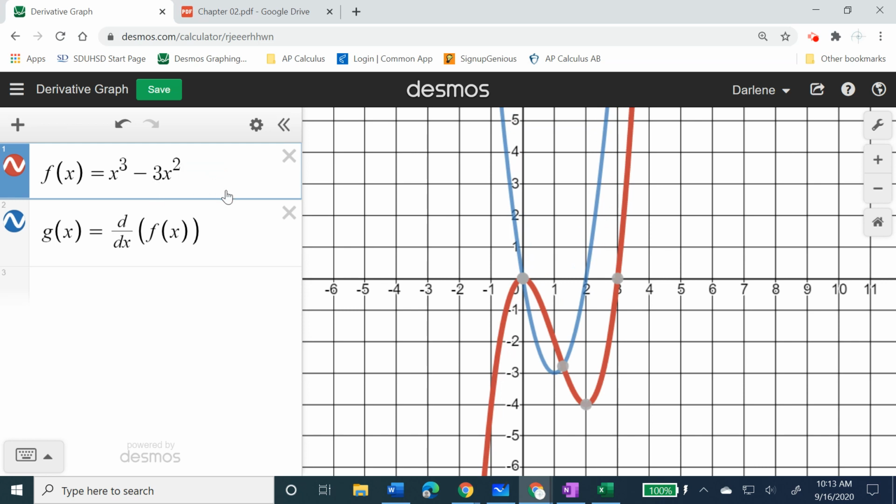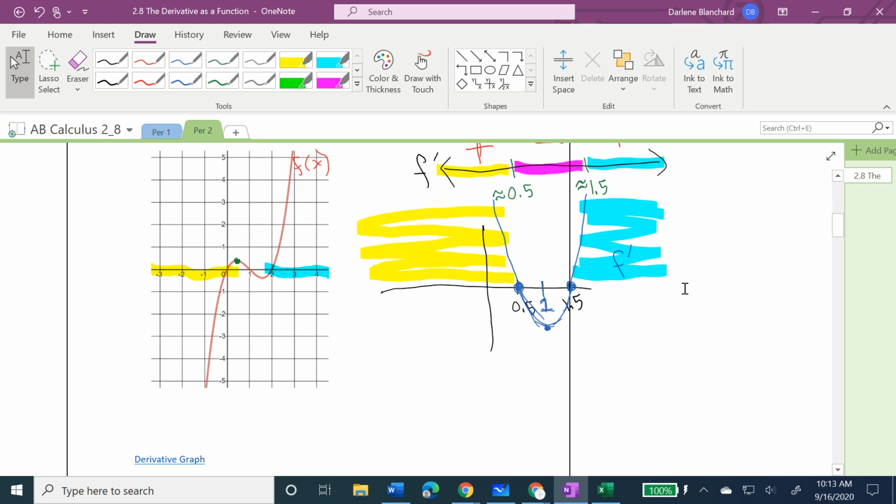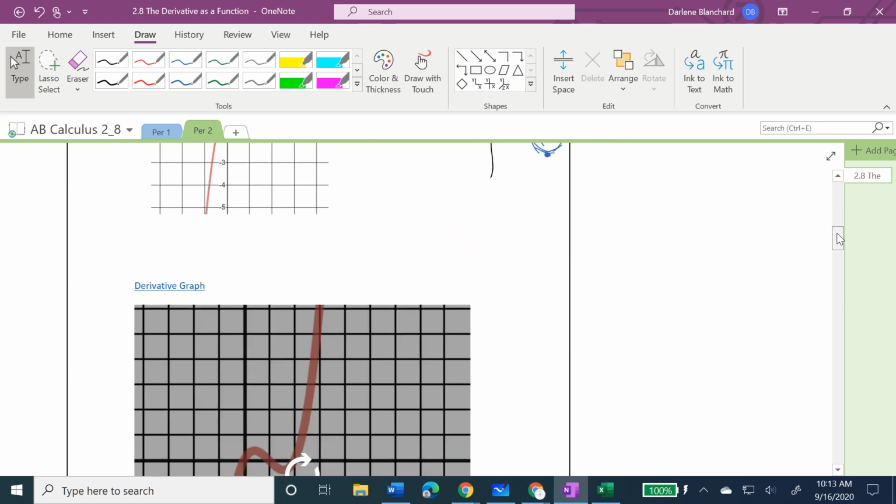If you want to make up a function, you can deselect g of x, make it up, try to see if you can figure out its derivative, and then see, was I right? That is a really beneficial tool that you can use if you have the time, of course, to play with it. All right, moving on.